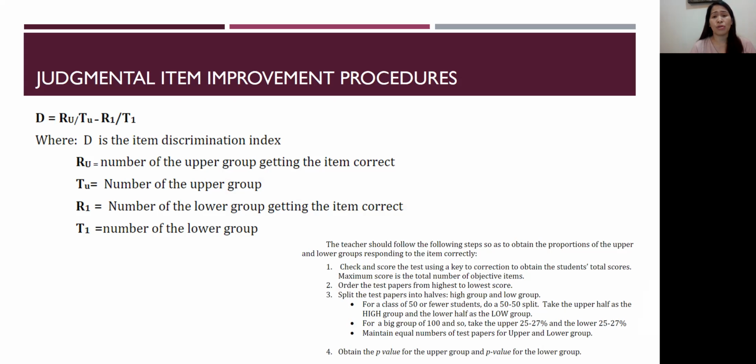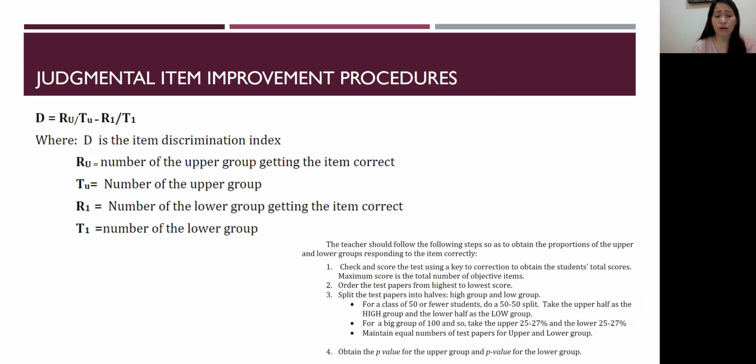The teacher should follow these steps so as to obtain the proportions of the upper and lower groups responding to the item correctly. Number 1, check and score the test using a key to correction to obtain the students' total scores. The maximum score is the total number of objective items. Order the test papers from highest to lowest score. Split the test papers into halves, the high group and the lower group.